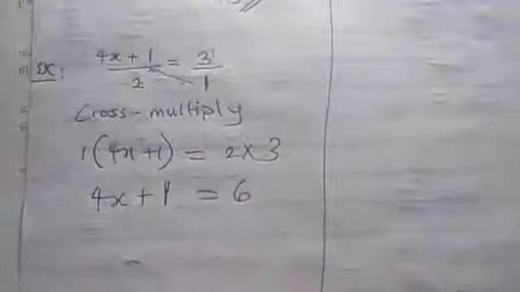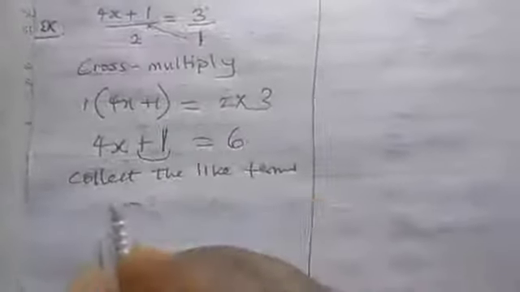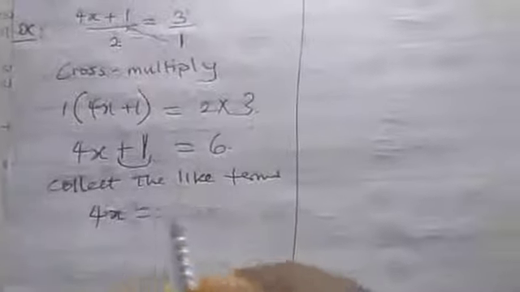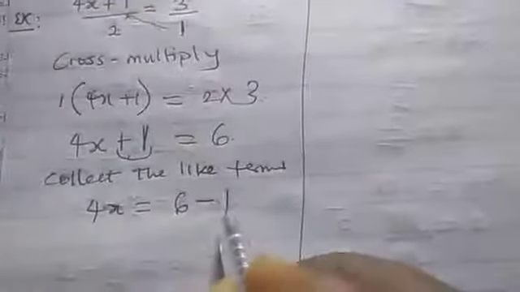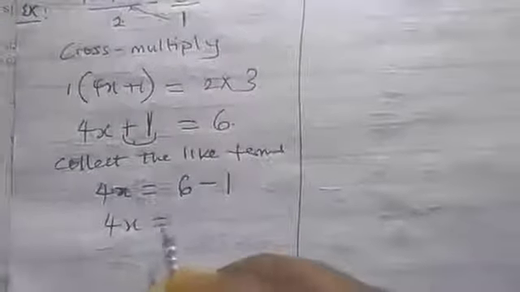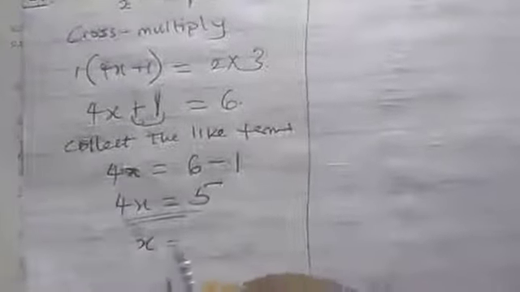So we collect the like terms. That is, I'll take this to the other side. So that we have 4x equal to 6. This is plus. When it comes here, it becomes minus. So this is 4x is equal to 5. And this is our type 1. I'll just say x is equal to 5 over 4. So that's our answer.